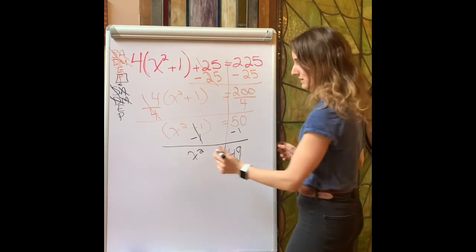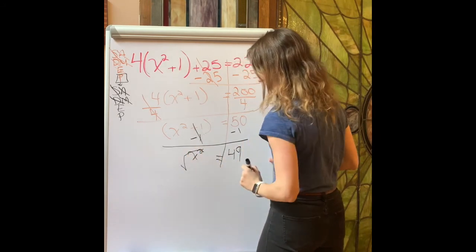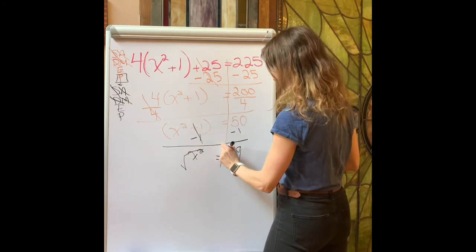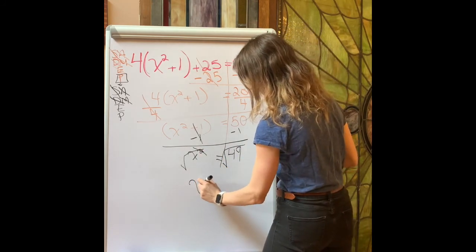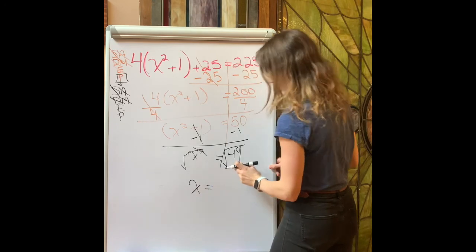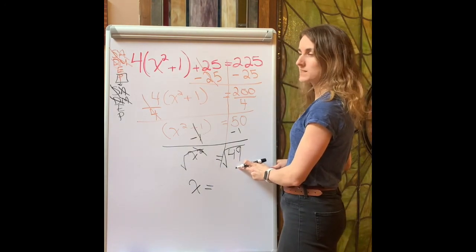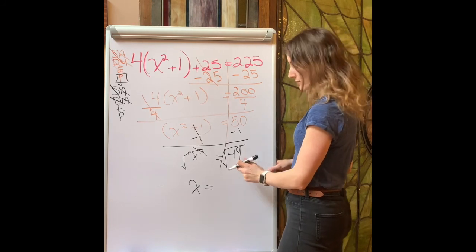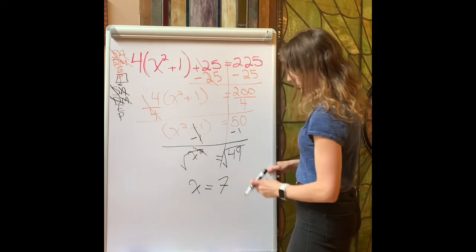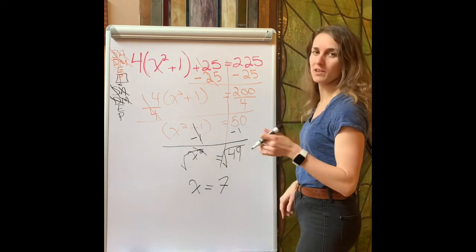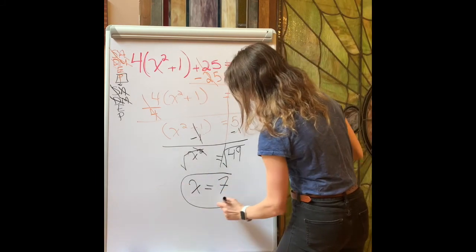It's a square root. So I'm going to take the square root of x squared, and I'm going to take the square root of 49. Square root and squared cancel out, and I'm left with x equals... if you're unsure what the square root of 49 is, think to yourself, what times itself gives me 49? The square root of 49 is 7. And if you need help with square roots or exponents, you should check the video on square roots and exponents. So x equals 7.